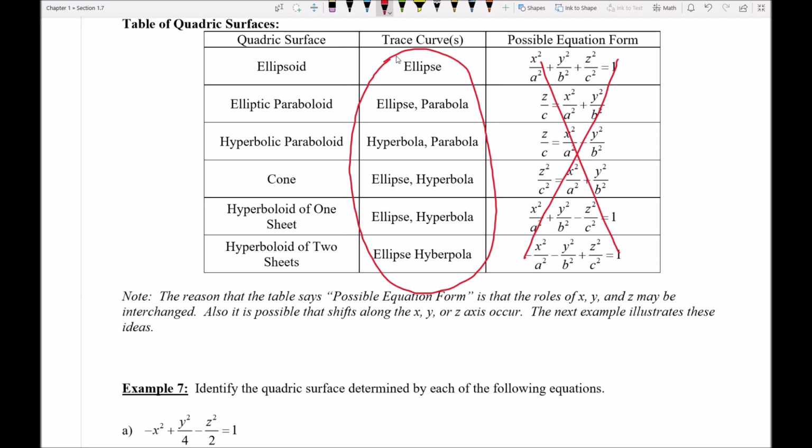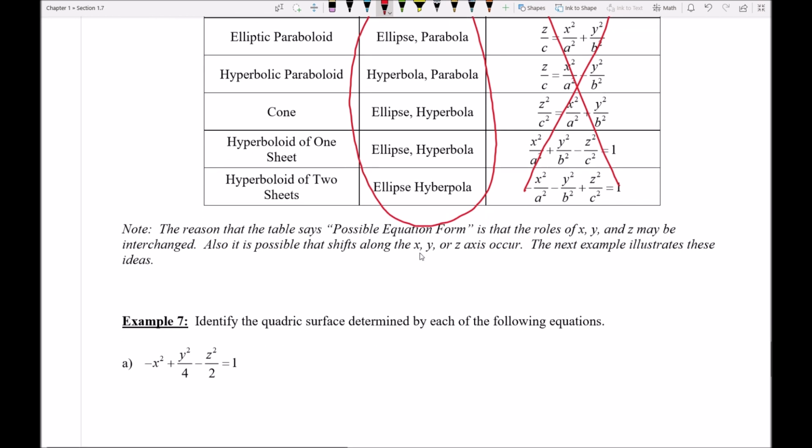Okay? So I would really encourage you, don't memorize the table. It can be maybe a good launching off point if you need to type something into the 3D plotter so you understand what something looks like again, but don't try to memorize these forms matched up with the names. Try to understand where the names come from and how they relate to the trace curves.